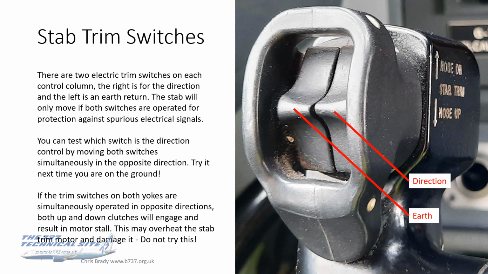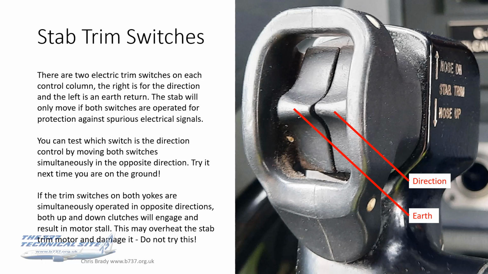So if there was some spurious electrical signal on the direction channel, it wouldn't trim undemanded, because what it needs is a positive verification that you, the pilot, want to trim, and you do that by simultaneously moving the earth return at the same time.